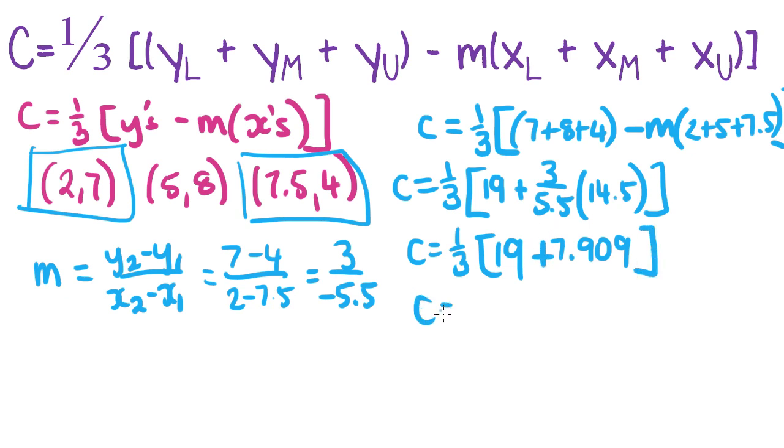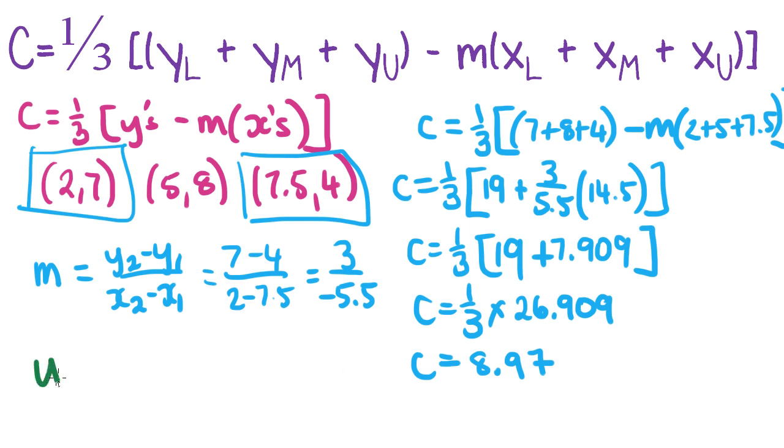So C equals a third of 26.909, which is 8.97. Which means that the formula I've worked out is y equals negative 3 on 5.5x plus 8.97.